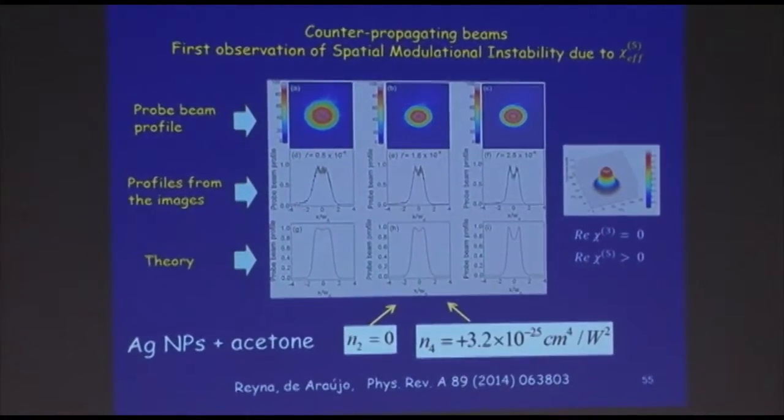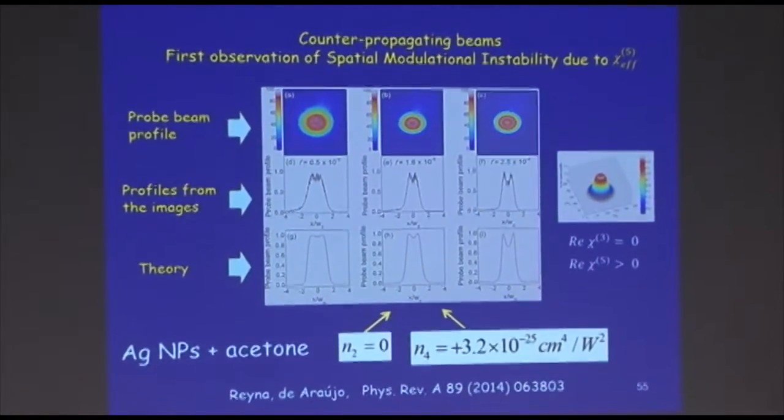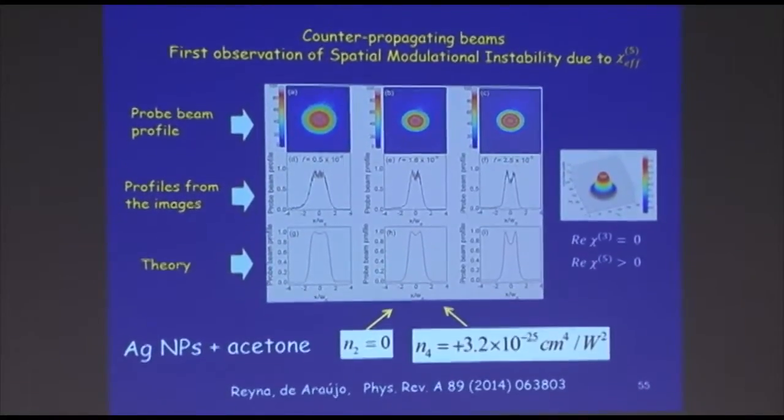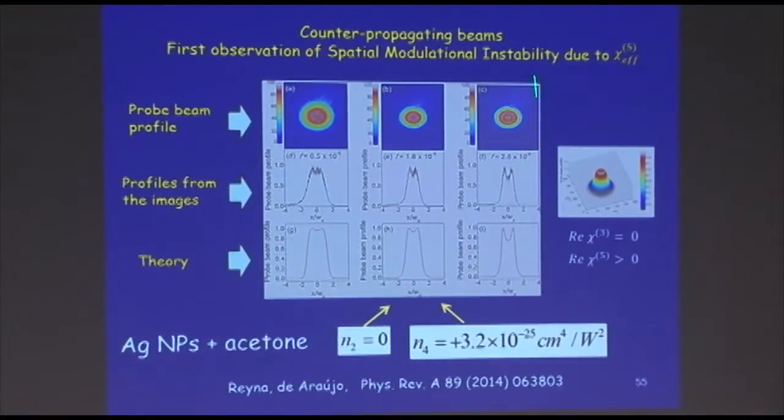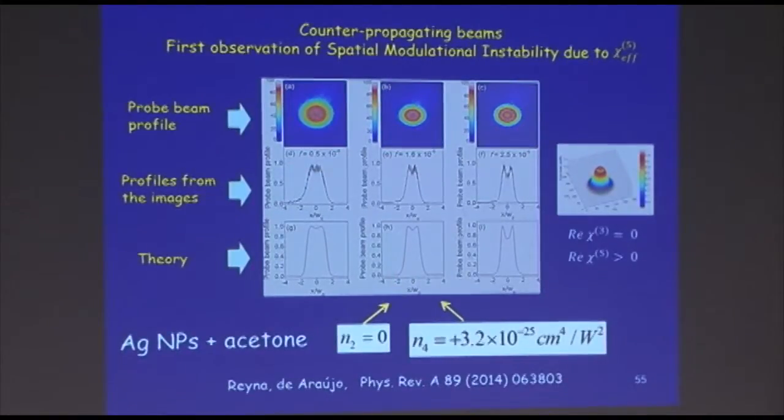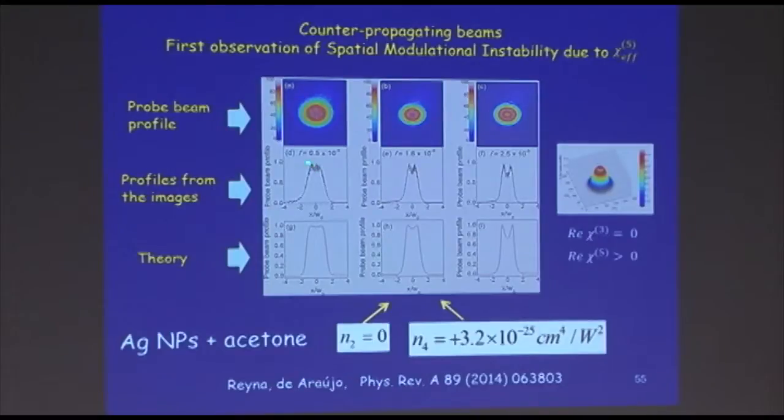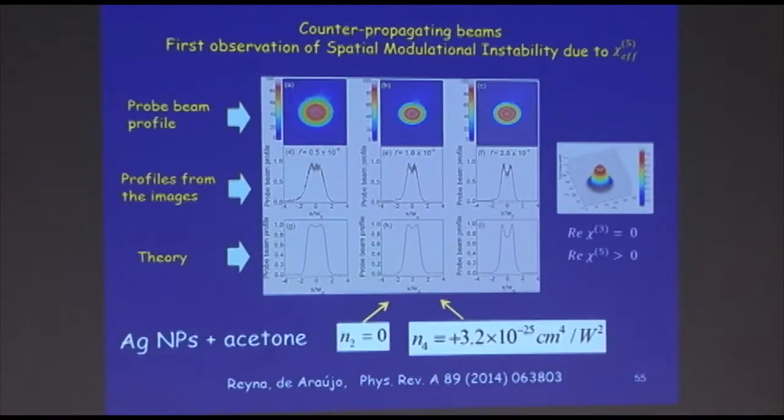And here are the profiles that we observe. In this case, the three columns correspond to different concentrations of particles. The concentration here is quite small, 0.5 × 10^-4, in which case only chi3 is important here. In this case, I have a situation in which the real part of chi3 is 0, this part here. And in this part here, I have a concentration large enough to have a contribution of chi3 and chi5.